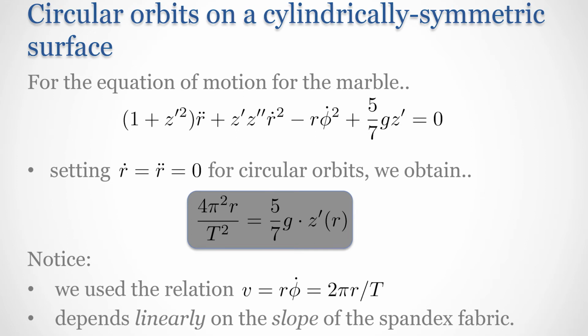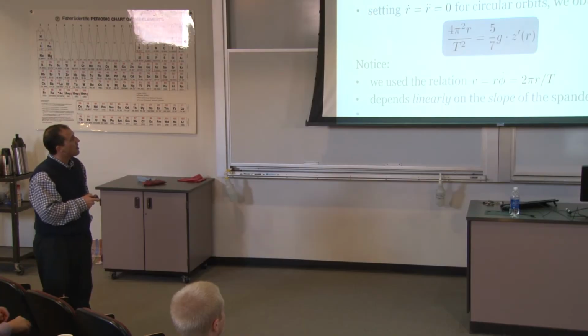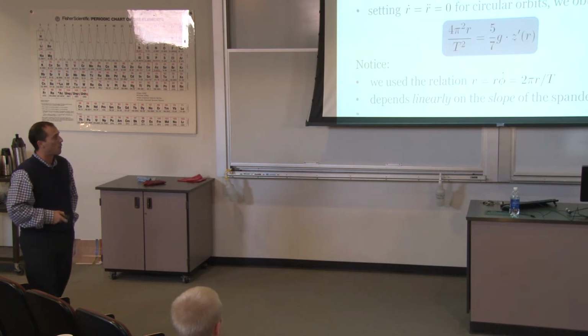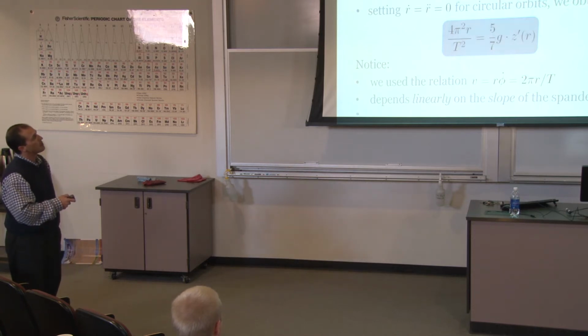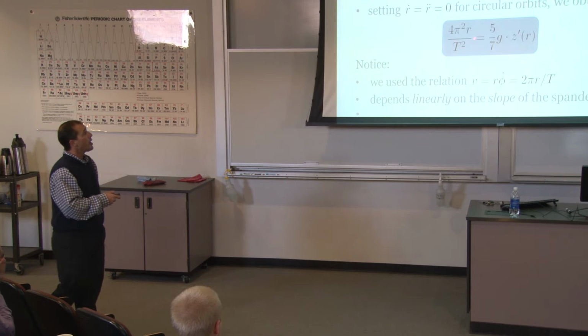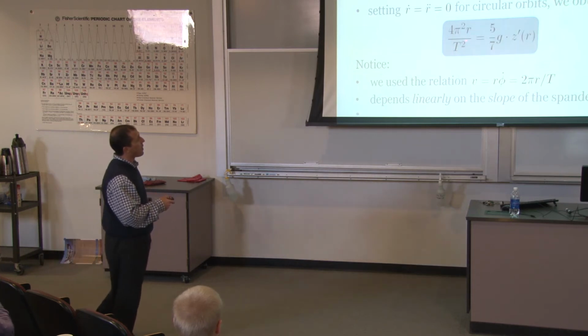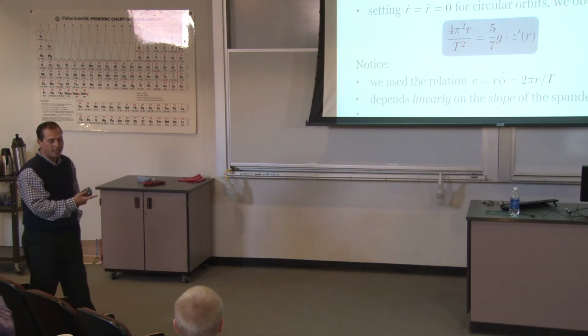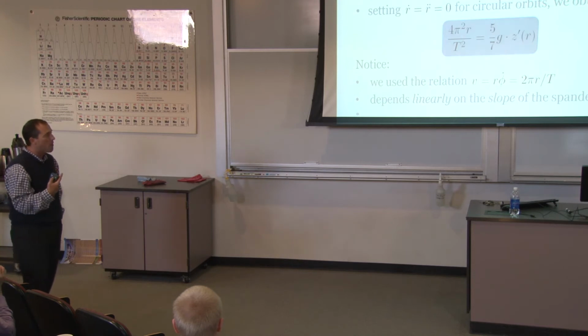This is my generic equation of motion, and to simplify the procedure, we were looking at circular orbits. For circular orbits, r dot is 0 and r double dot is 0, which means that this term and this term go away. When they go away, this expression reduces to this very simple equation of this form, where notice I use the relation that r phi dot is 2 pi r over the period T. Here I have an expression involving r, the radius of my orbit, and T, the period, the time it takes this marble to orbit around the central mass.